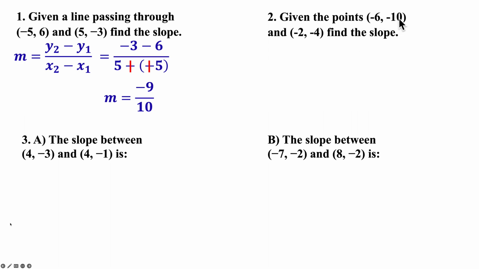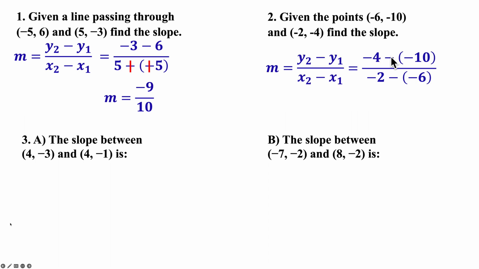First point, (-6, -10). Second point, (-2, -4). -4 minus a negative, minus the -10, and then -2 minus the -6. You will see a lot of slope formulas with double signs. We'll just change them to plus and find the slope, 6 over 4, which reduces to 3 over 2.